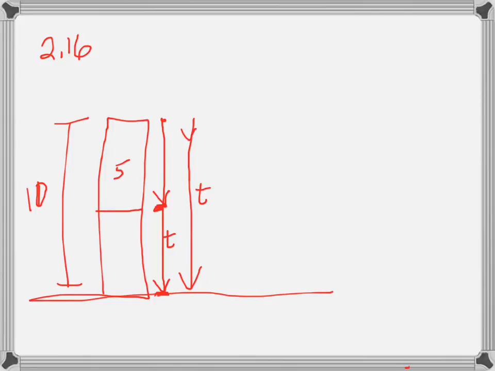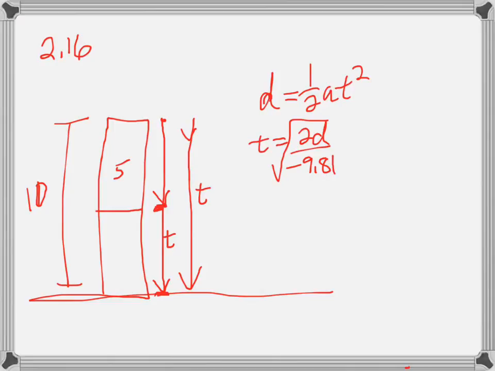Okay, so this cat falls from rest, so we can use d equals v_i t, but initial velocity is 0, so we'll just do d equals 1/2 a t squared. And if we solve for t, we would get the square root of 2d over a, where a is gravity, which is negative 9.81.